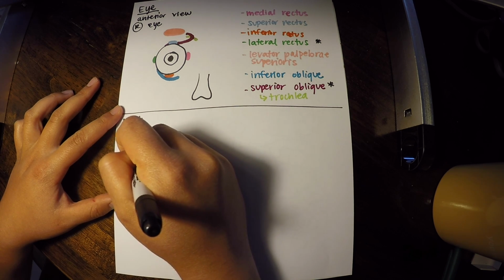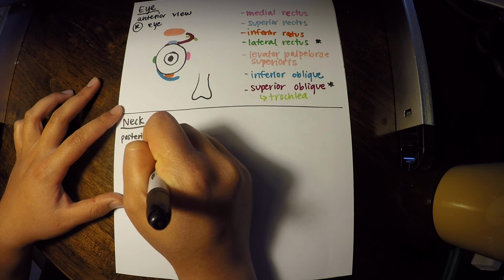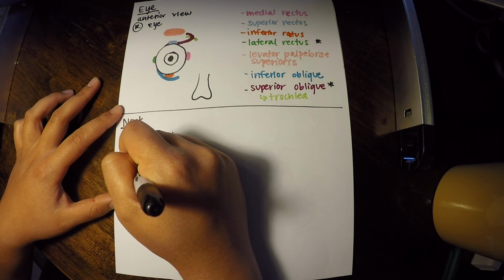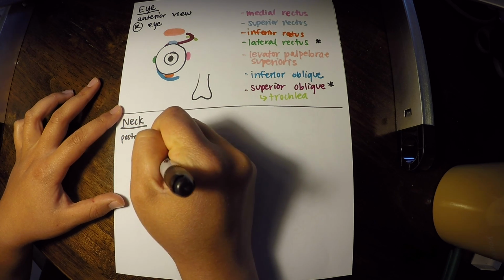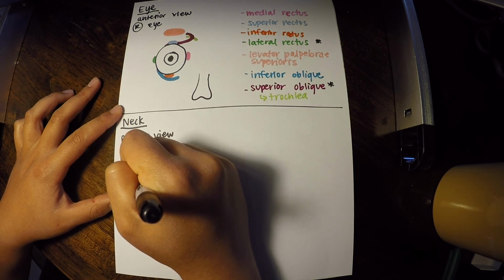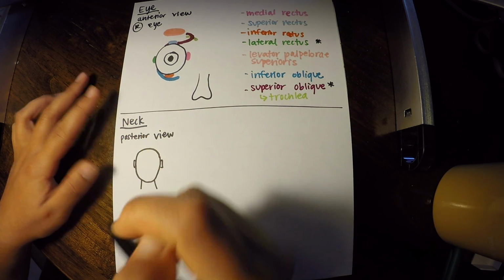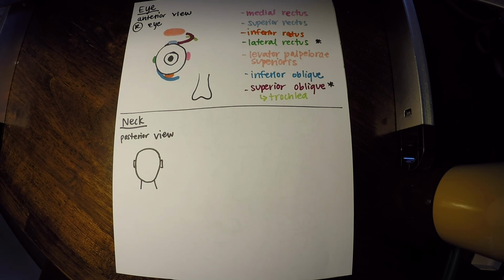So here's our posterior view. We're gonna have a head with some ears and then a neck. So the muscles that we're talking about are your suboccipitals. If you remember, we have the occipital part of the skull, or the occipital bone, and these are actually underneath that occipital bone, so that's why they're called suboccipitals.